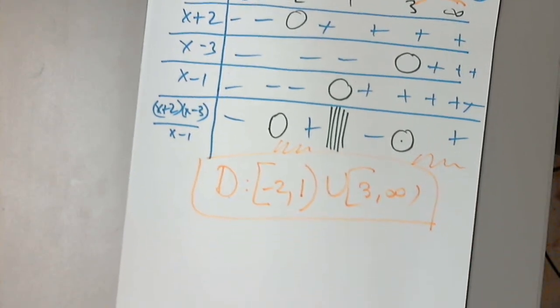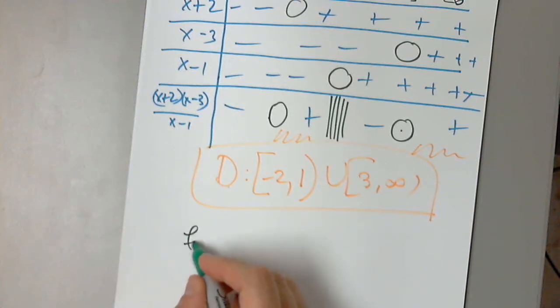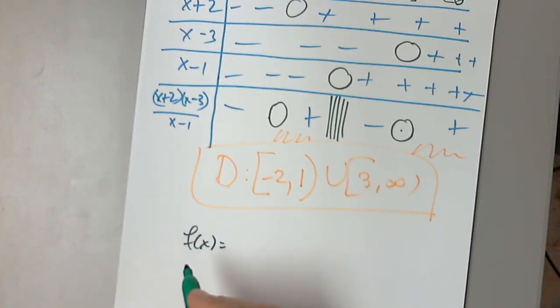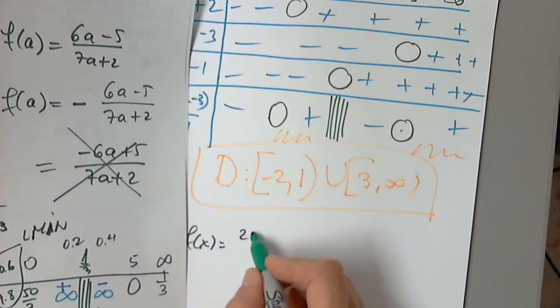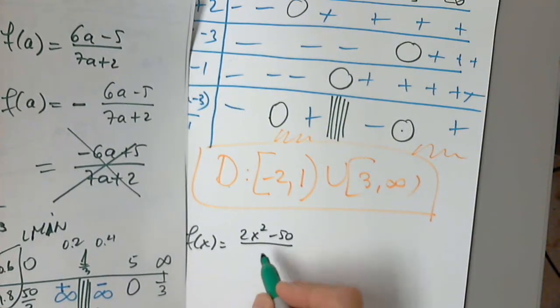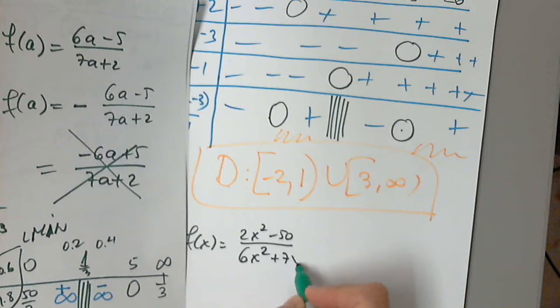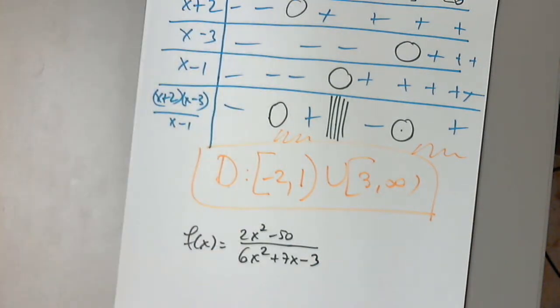There was a question on what was that function that we looked at? I just want to show the symmetry, or any function. Give me any function to show whether it's symmetric or not. We can look at the previous function we looked at. So we looked at this function, which is 2x squared minus 50 divided by 6x squared plus 7x minus 3.